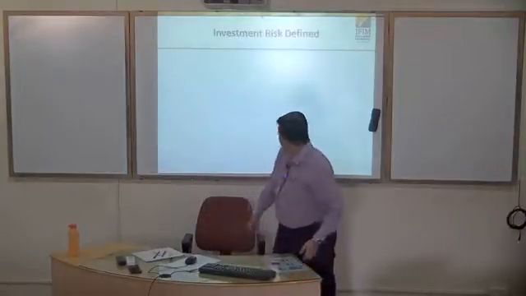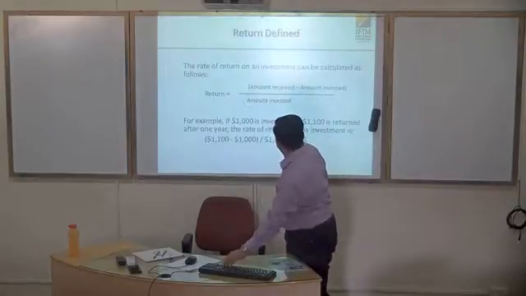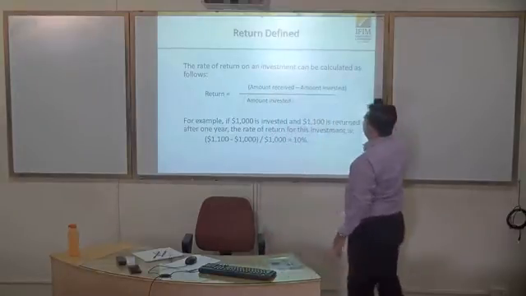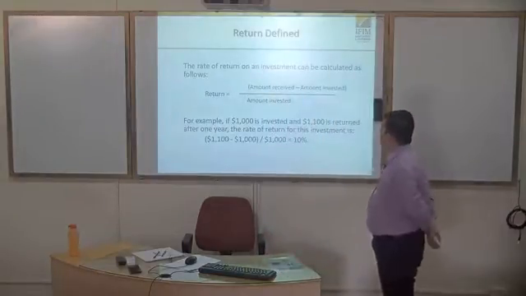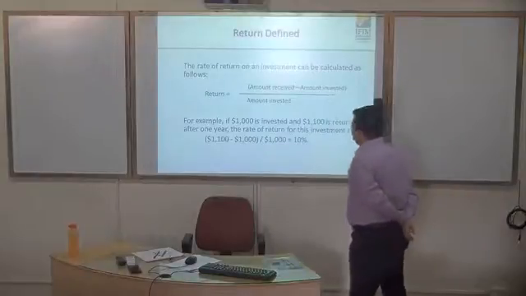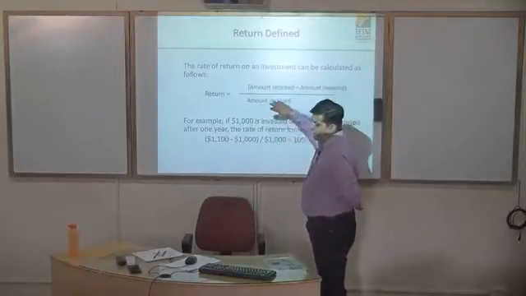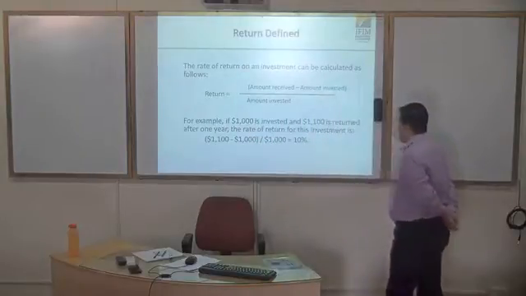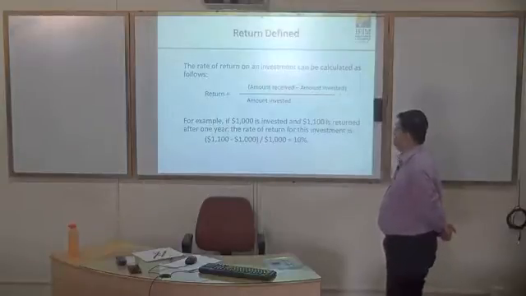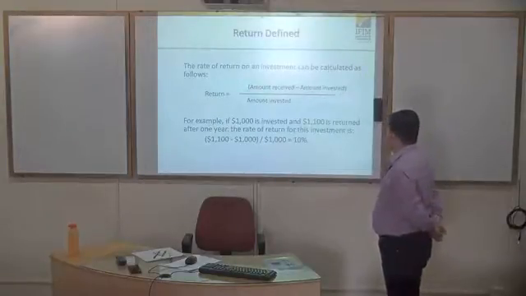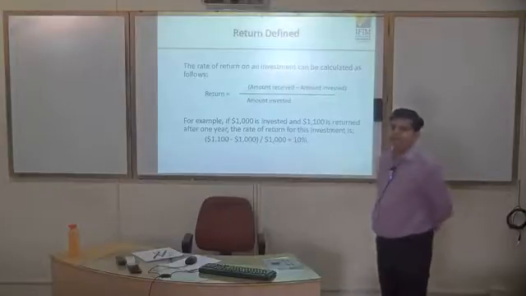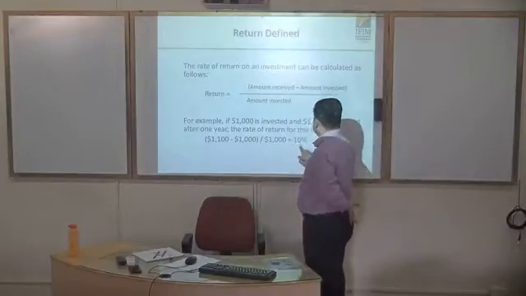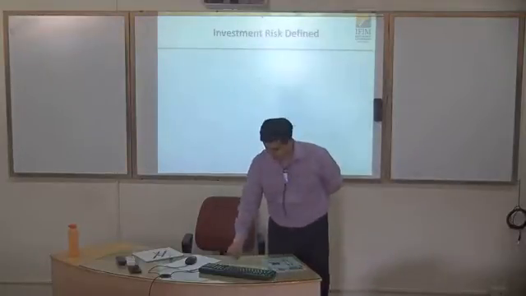Moving on. Returns defined. The rate of return on an investment can be calculated as follows: amount received minus amount invested, divided by amount invested. For example, $1,000 is invested and $1,100 is returned after 1 year. The rate of return for this investment is $1,100 minus $1,000, divided by the amount invested, $1,000, which is 10%.